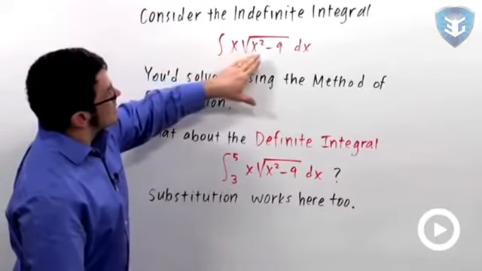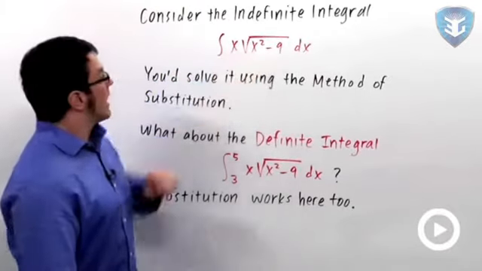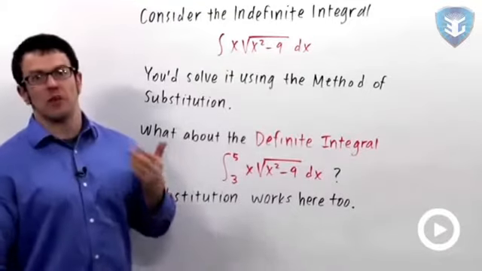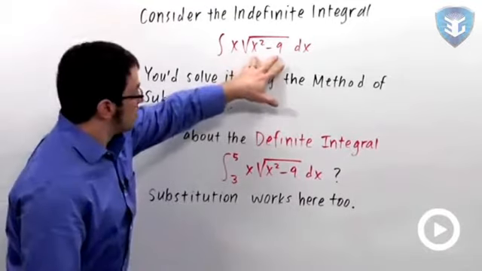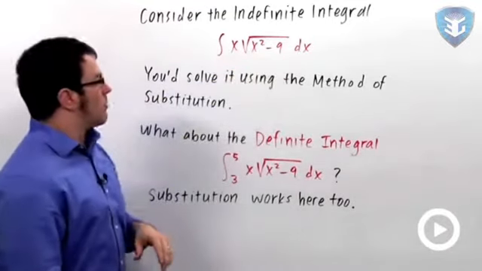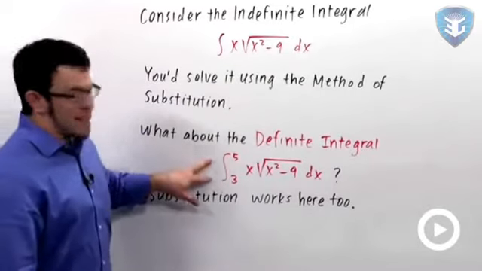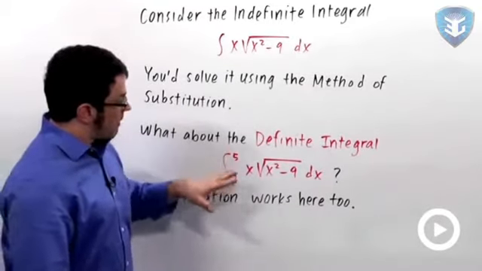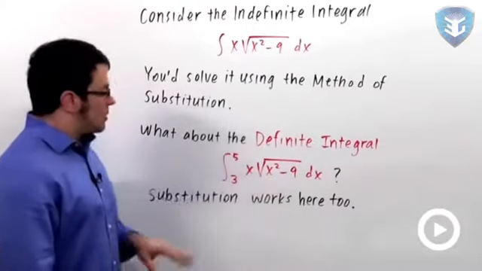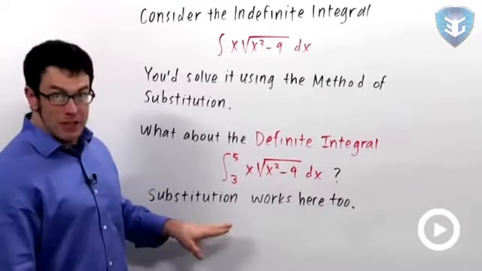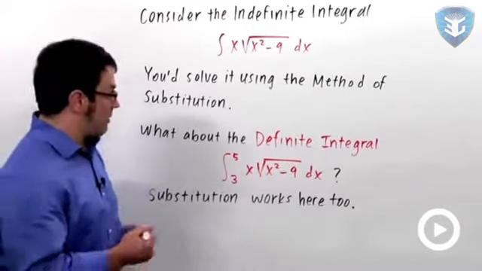The integral of x times the square root of x squared minus 9. Now you'd probably solve this using the method of substitution. You'd probably think to substitute for the x squared minus 9 part. But how would you solve the definite integral from 3 to 5? Same integrand. It turns out that you can use the method of substitution for a definite integral as well. And I want to show you how to do that.